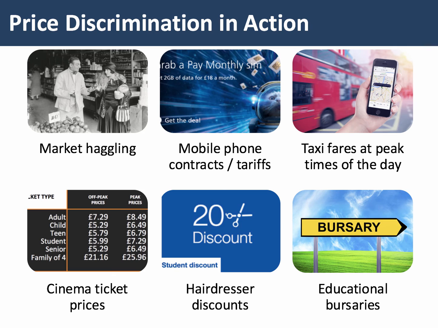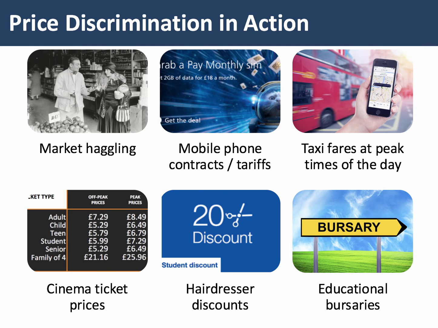And of course, we see lots of examples of price discrimination in the real world, from market haggling to different mobile phone contracts to peak and off-peak taxi fares. Cinemas, of course, are masters at price discrimination, charging different prices for the same film. Hairdressers offering student discounts, and schools and universities offering bursaries and things. Lots of examples of price discrimination in action.